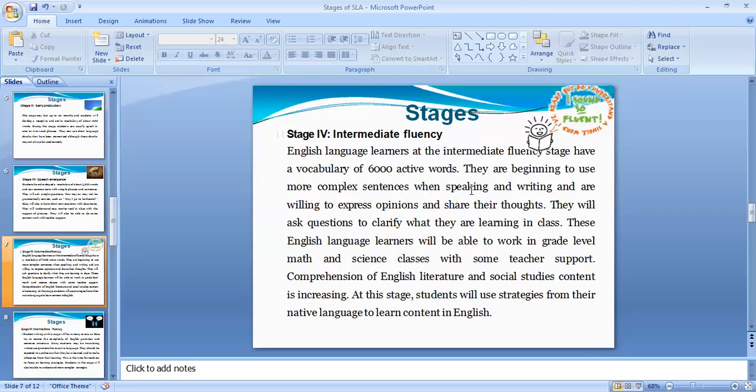At these stages, students will use strategies from their native language to learn content in English. And in this stage, the learners can extend their speaking. They can speak at a longer length in this stage.